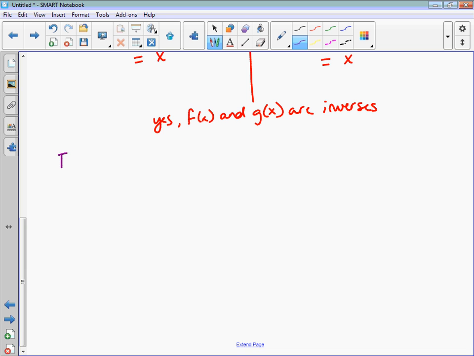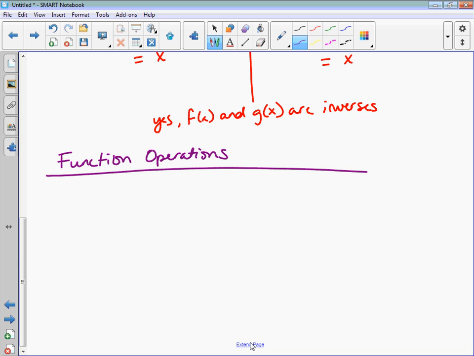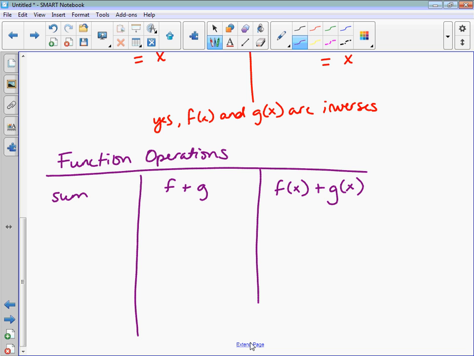All right, next up we are going to do some function operations. So the first operation we can do is the sum of functions. That looks like f plus g. Shocking that it looks like f plus g. What that means is you actually take the function f of x and you add to it g of x. Yes, that is very simple. That's fine.